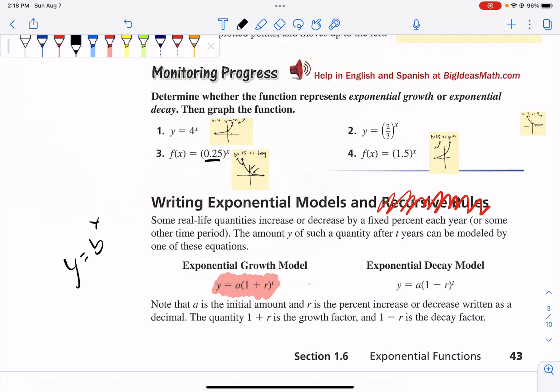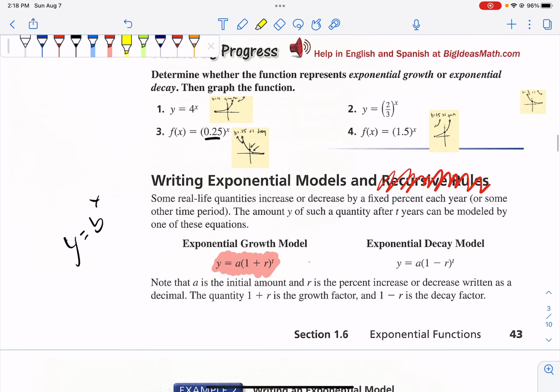Actually, this is all written down below for you. But in your notes, you should definitely add this to your notes. So add this right here. Pause the video, add that to your notes. And then I'm also going to have you add that A represents my initial value, whatever I started with. That is A, all right?